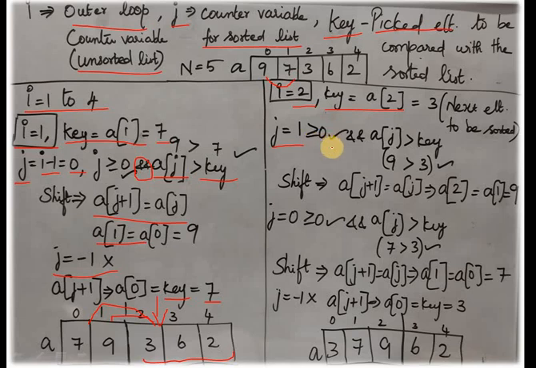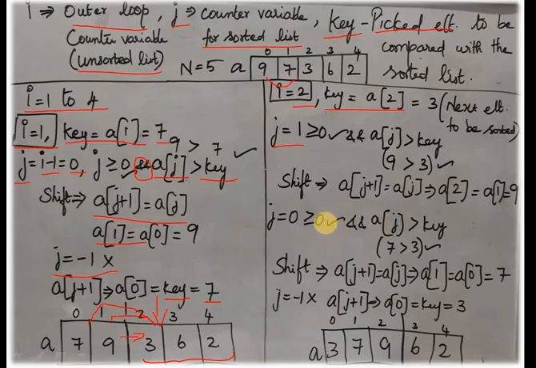So 1 greater than or equal to 0, condition true, and you have to check if that element is greater than the key element. So 9 is the element in that position. So 9 greater than 3, condition true. If both the conditions are true, what do we have to do? We have to shift. 9 is to be shifted to which position? The current position has the j value, and we shift to the next position.